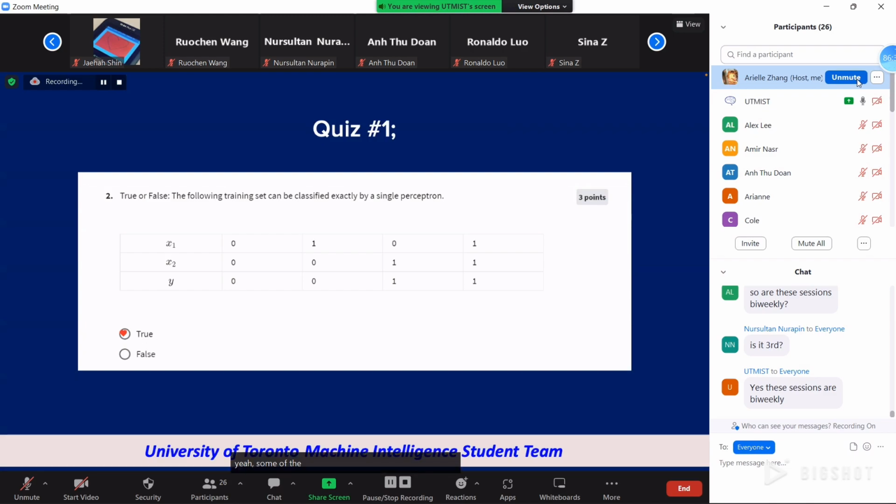Someone put true over there. Okay. Oh, I like the stamp that they're choosing. Cool.